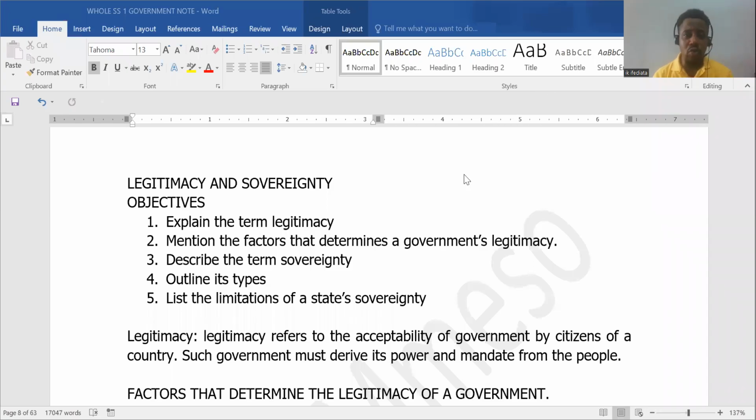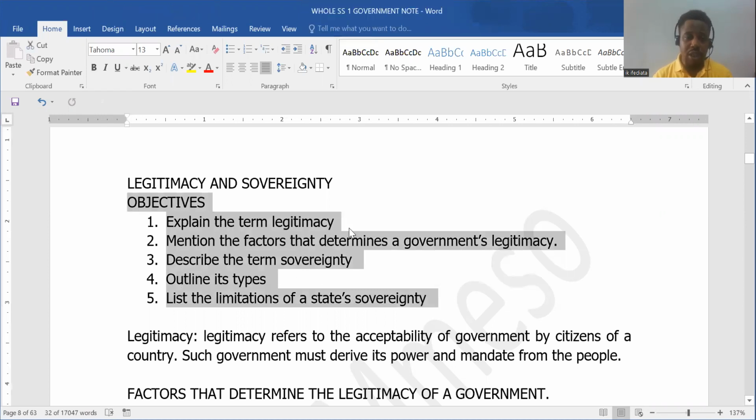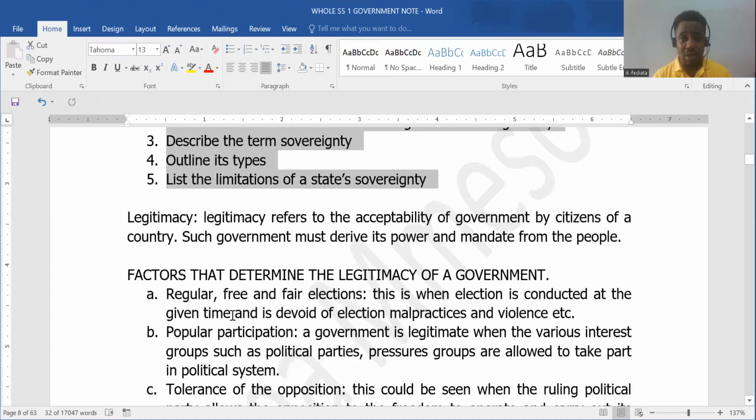So today we are going to look at legitimacy and sovereignty. We are going to explain the following. Our objective cuts across two contents: explain the term legitimacy, mention the factors that determine a government's legitimacy, describe the term sovereignty, outline its types, and list the limitations of a state's sovereignty. So let's jump into the deal.